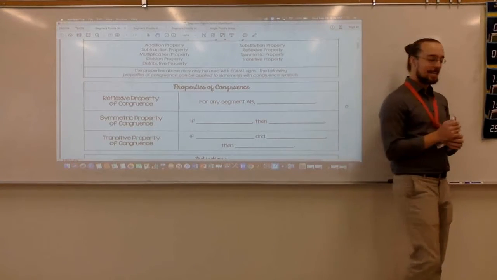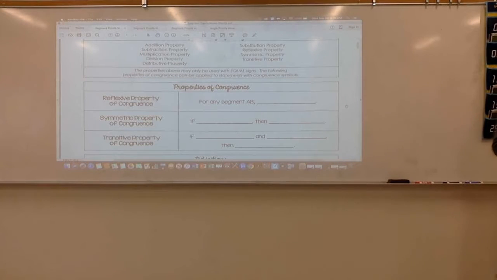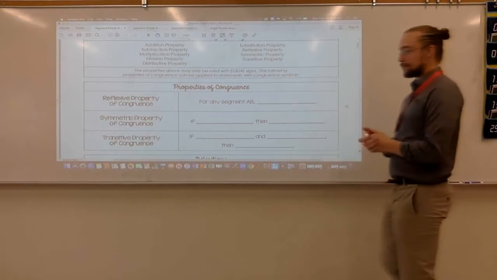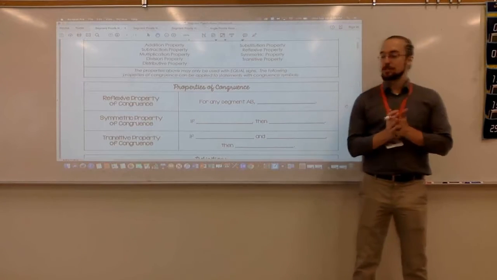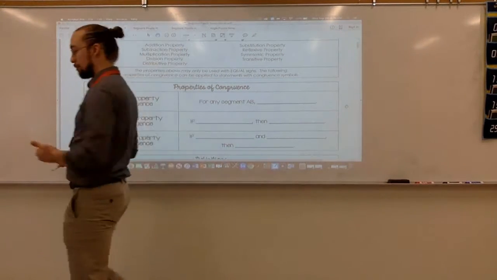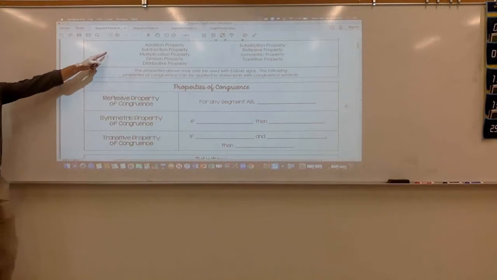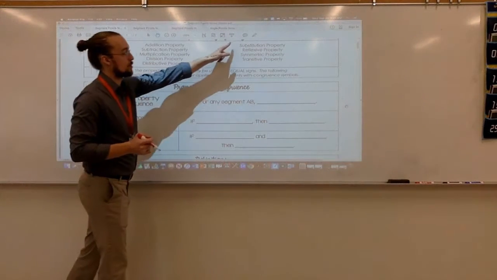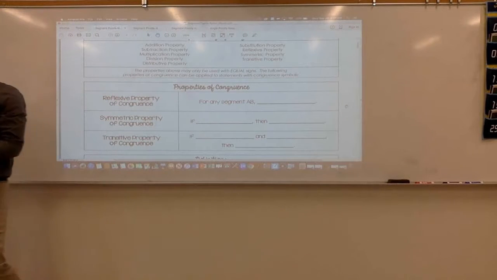Alright, today we are going to start talking about segment proofs. When we did the algebraic proofs, we talked about all of these different properties. We're still going to use some of these as we get into geometric proofs.